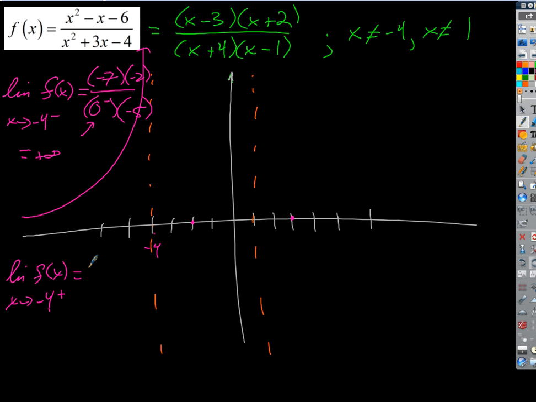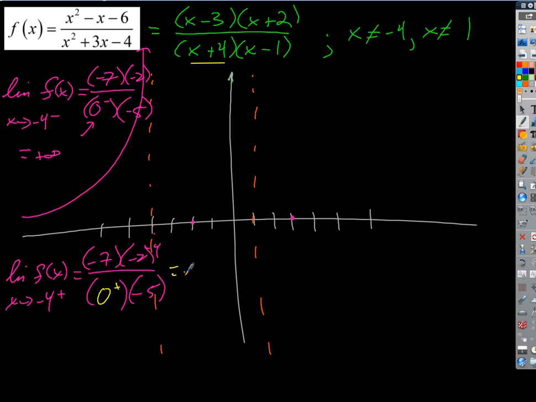So I know I'm getting -7 times -2 on the top, and this factor is still -5. But what about this guy? As I approach -4 from the right side, what's that going to give me? 0 plus. Okay, so how does that change things, Kristen? What's that going to do? Now, remember, I've got a 0 on the bottom and not on the top, so that's telling me infinite. What's the sign going to be? Okay, good, it's going to be negative, because now I've got an odd number of negative factors being multiplied and divided.